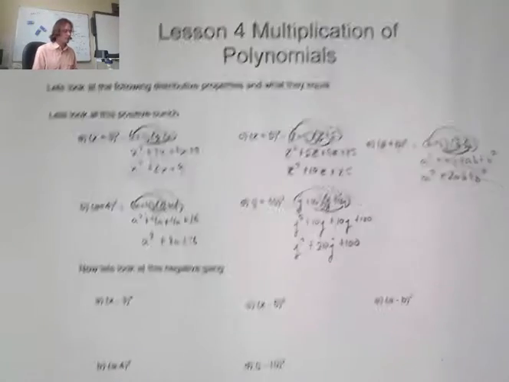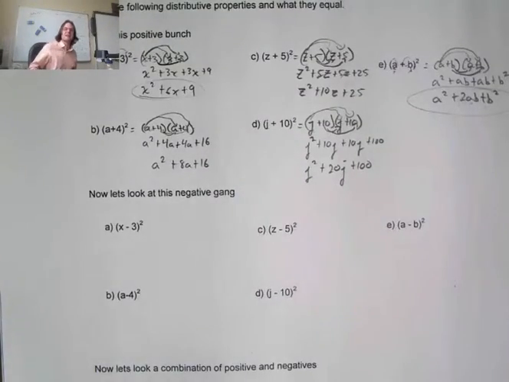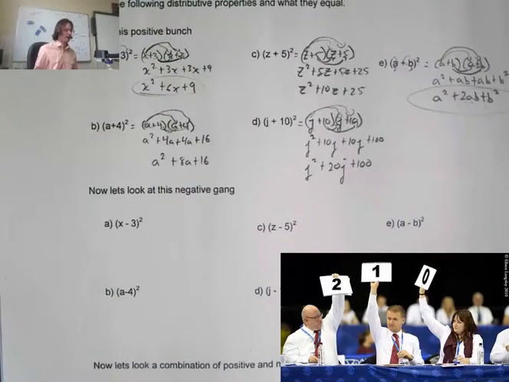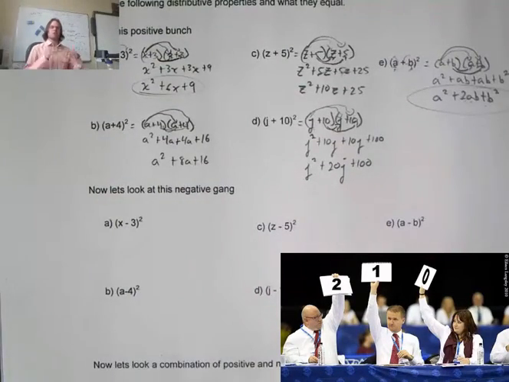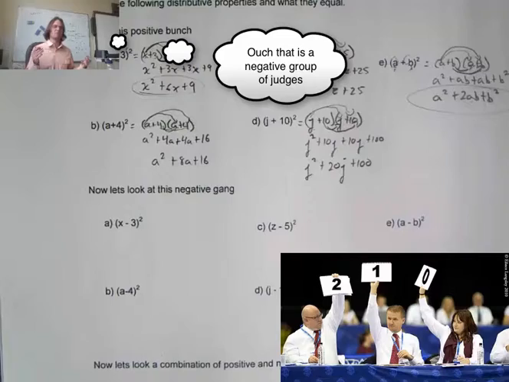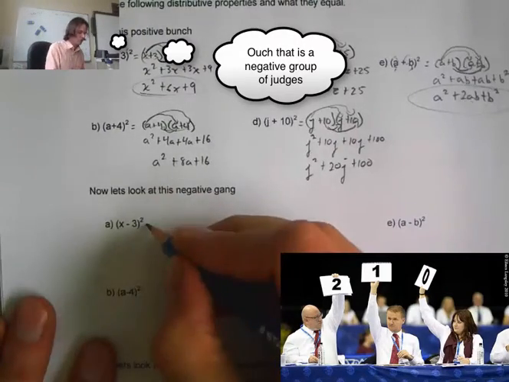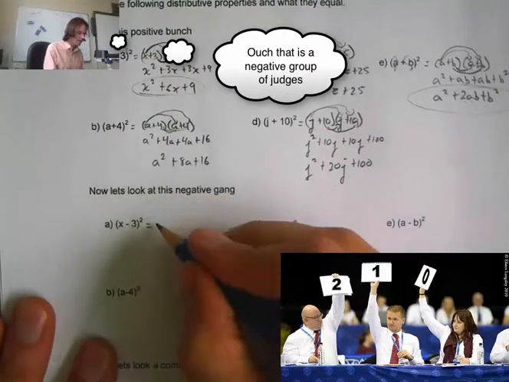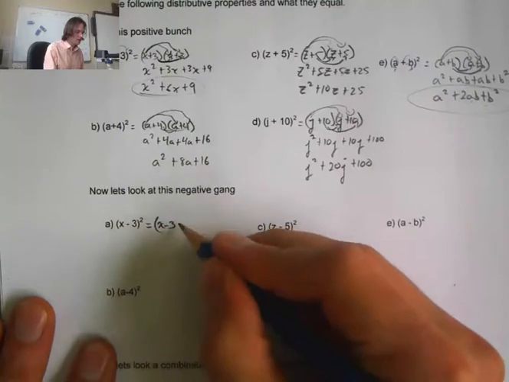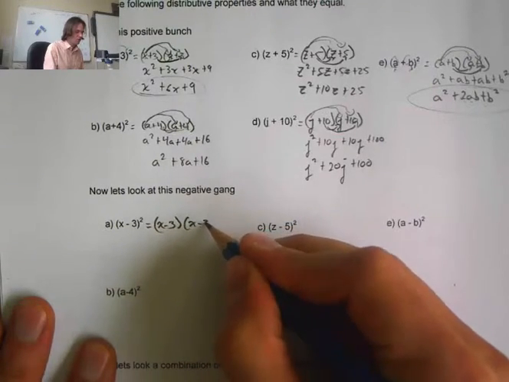All right? Okay, let's take a look at now my negative gang. So now we're looking at squaring a difference of things. So squaring one of them is negative. Okay, so here we go. We have x minus 3, expand it, x subtract 3.